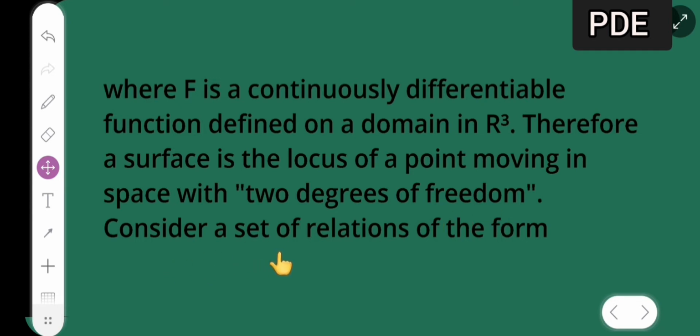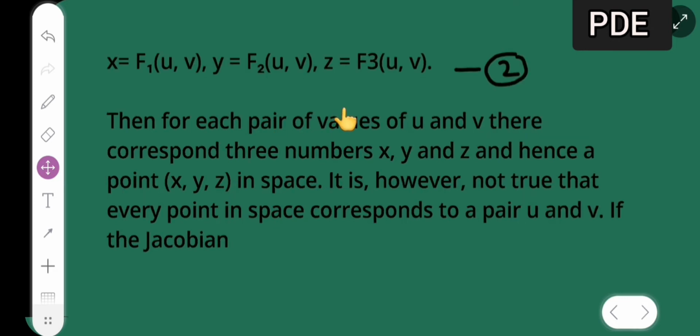Consider a set of relations of the form. So here f, you know what is f? A continuous differentiable function defined on the domain in R3. Therefore, a surface is the locus of a point moving in a space with 2 degrees of freedom. Then you all have to consider the set of relations in this form. You all write it down.